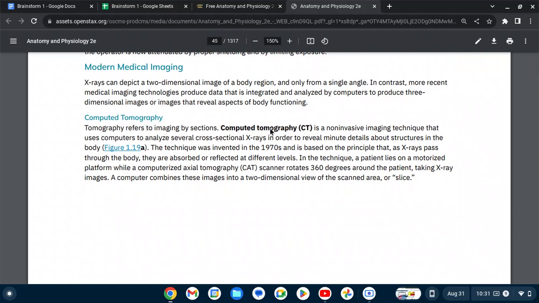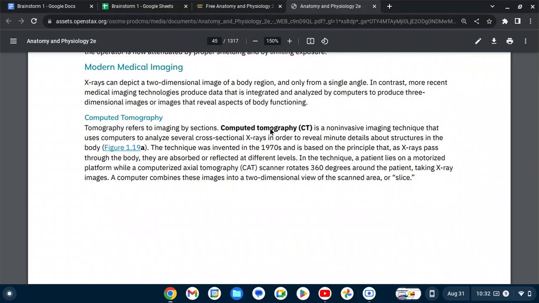Modern medical imaging. X-rays can depict a two-dimensional image of a body region and only from a single angle. In contrast, more recent medical imaging technologies produce data that is integrated and analyzed by computers to produce three-dimensional images or images that reveal aspects of body functioning. Computed tomography. Tomography refers to imaging by sections.